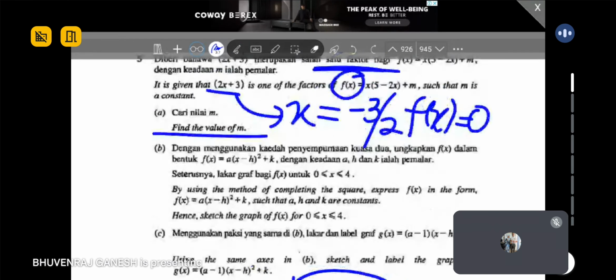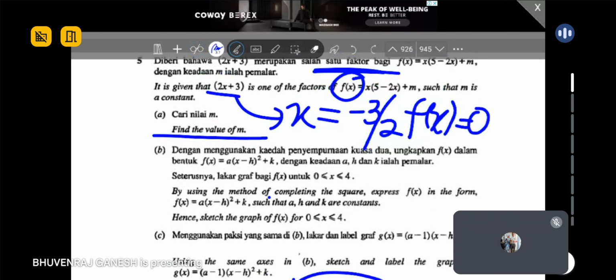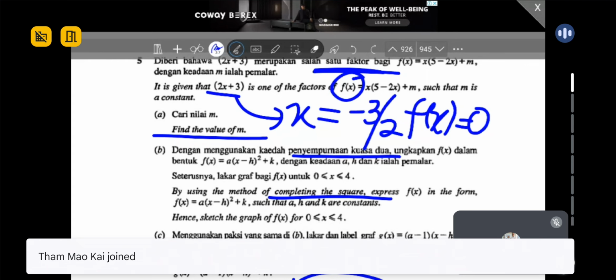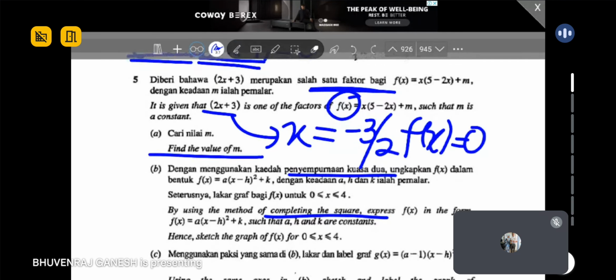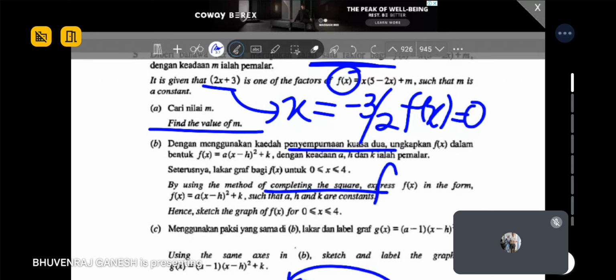Alright, so next one, question B. They ask you, by using the method of completing the square, guys. So you cannot use differentiation, tak boleh guna pembezaan, because mereka dah specific. Kaedah penyempurnaan kuasa 2 sahaja. Only this method. So how? They want you to express your fx. So for fx, first you can expand. Kamu boleh kembangkan this equation over here. Just expand it to get your quadratic.